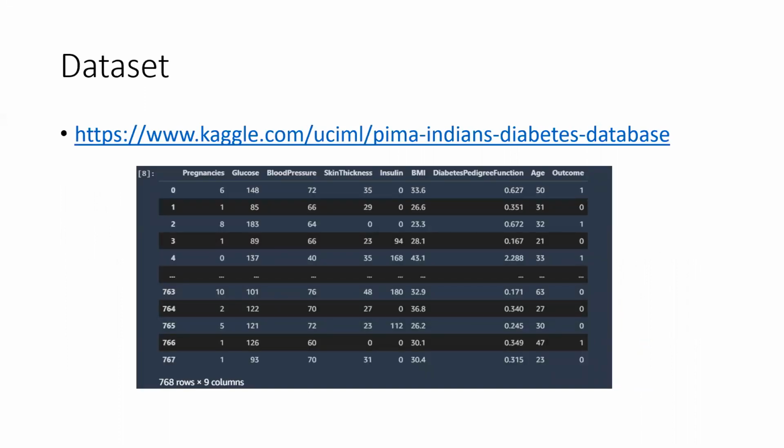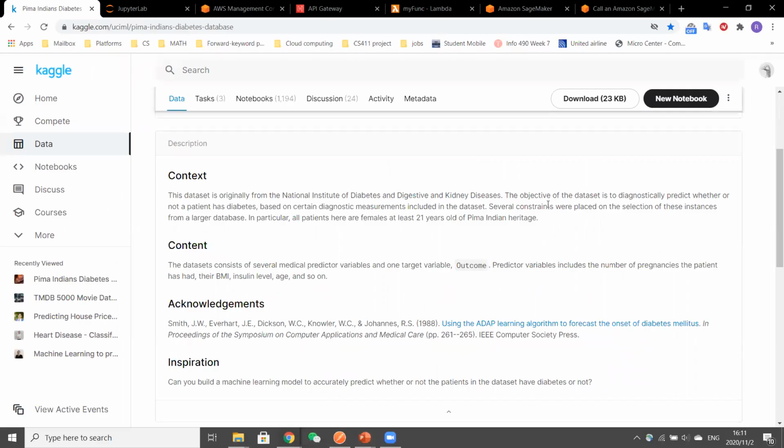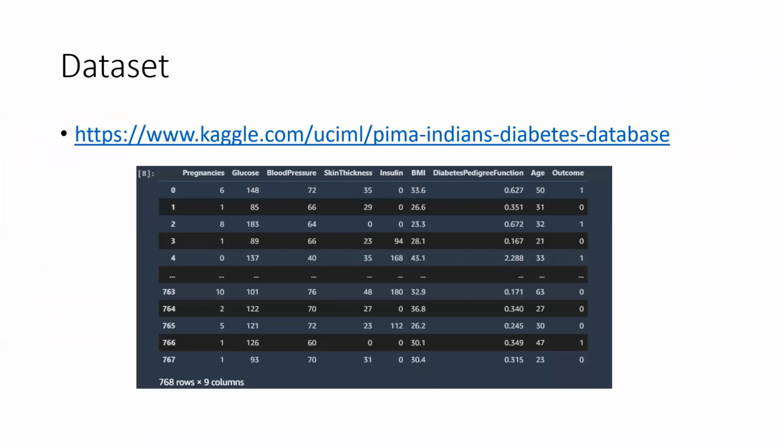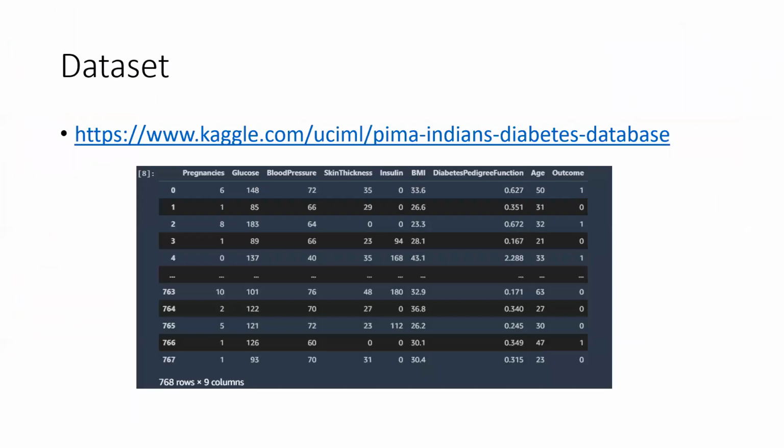So first of all, the dataset we're going to use is a dataset about diabetes. As you can see, the objective of this dataset is to predict whether or not a patient has diabetes. And this is based on different measurements included in the dataset. As you can see, there are 8 measurements indicating for the prediction process. And our target variable is outcome, which is a binary classification. So here, 1 represents that the patient has diabetes, and 0 means not.